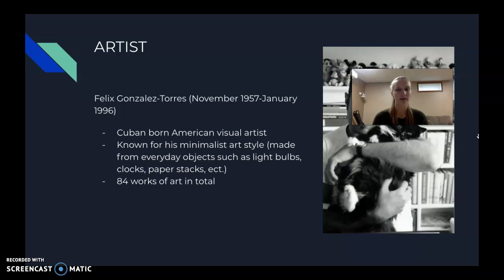He's a Cuban-born American visual artist who is very known for his minimalistic art style, which was often made from everyday objects. As we'll see later in the presentation, we'll see works of art made from clocks and paper stacks, and if you Google his name, you find some other cool art that he's made with light bulbs and other objects like that. In total, he made 84 works of art in his lifetime, but for the purpose of this essay, I'll be doing the two most recent ones that I think really fit with the kitsch argument.